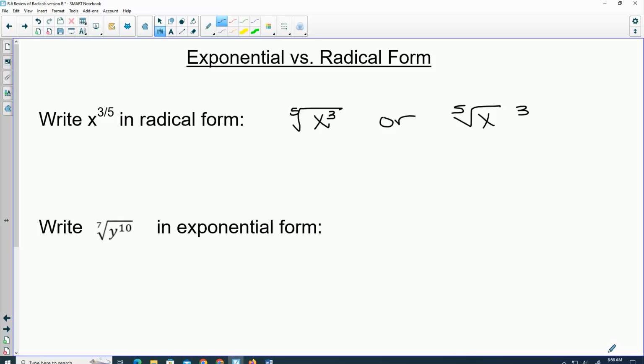All right, if I said the 7th root of y to the 10th, and I wanted that in exponential form, that means exponential, you write it with an exponent and not a fraction, so that would be y to what power? 10/7, the 10/7 power. So, exponential form has the exponent, radical form has the radical.